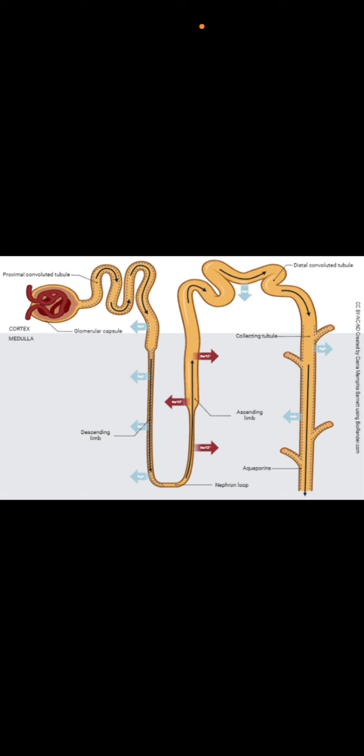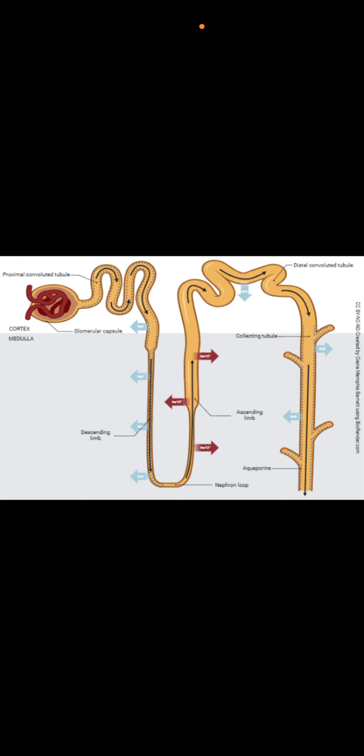The renal corpuscle enters the proximal convoluted tubule, where most of the reabsorption happens. Reabsorption is the process by which useful substances such as glucose, ions, amino acids, and of course water are returned into the bloodstream.